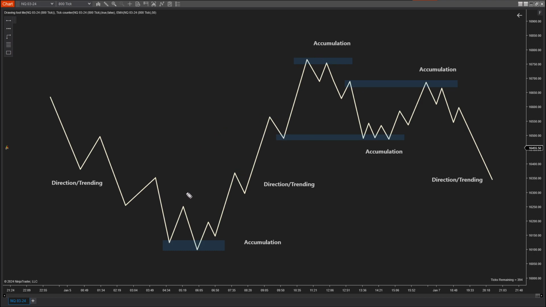So the way I use this is I try to identify areas of accumulation where you've got kind of similar lows or similar highs. So we can see here I've marked them out in blue where we've got similar lows or similar highs.